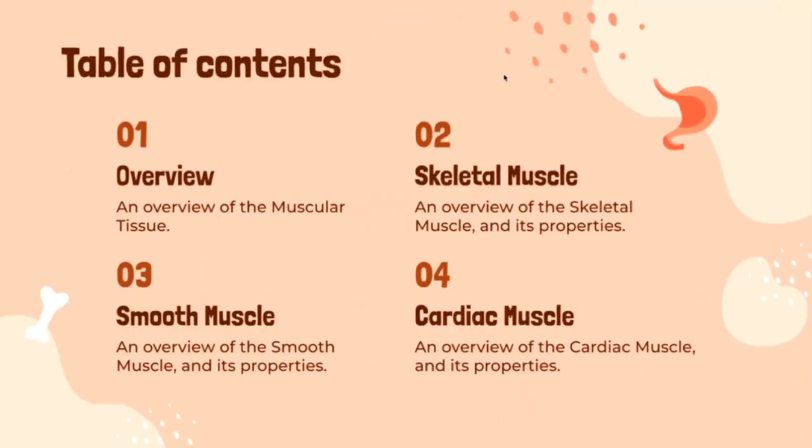First of all, I will be explaining my table of contents, which is a way I used to divide this lesson into four main parts so that it can be easy to understand and helpful for whoever is watching. The first point will be an overview of the muscular tissue in a general way, of course. The second point will be the skeletal muscle, which is an overview of the skeletal muscle and its properties. Same for the smooth muscle and for the cardiac muscle.